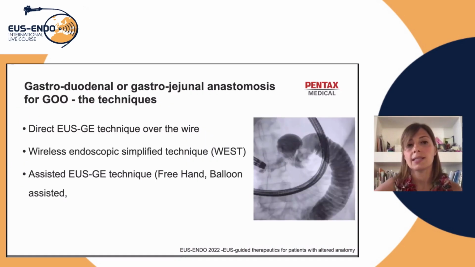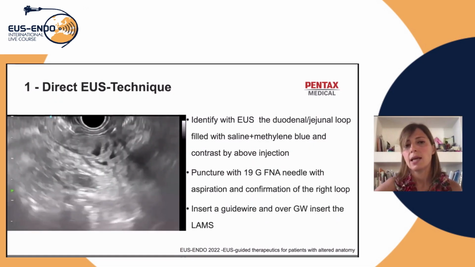Three techniques have been described. One is the direct EUS technique. In this case, we have the dilation of the jejunal limb, which can be visualized from the stomach. You can see that it is filled, or you can puncture with a 19-gauge needle in order to distend this limb and to target the perfect jejunal limb.